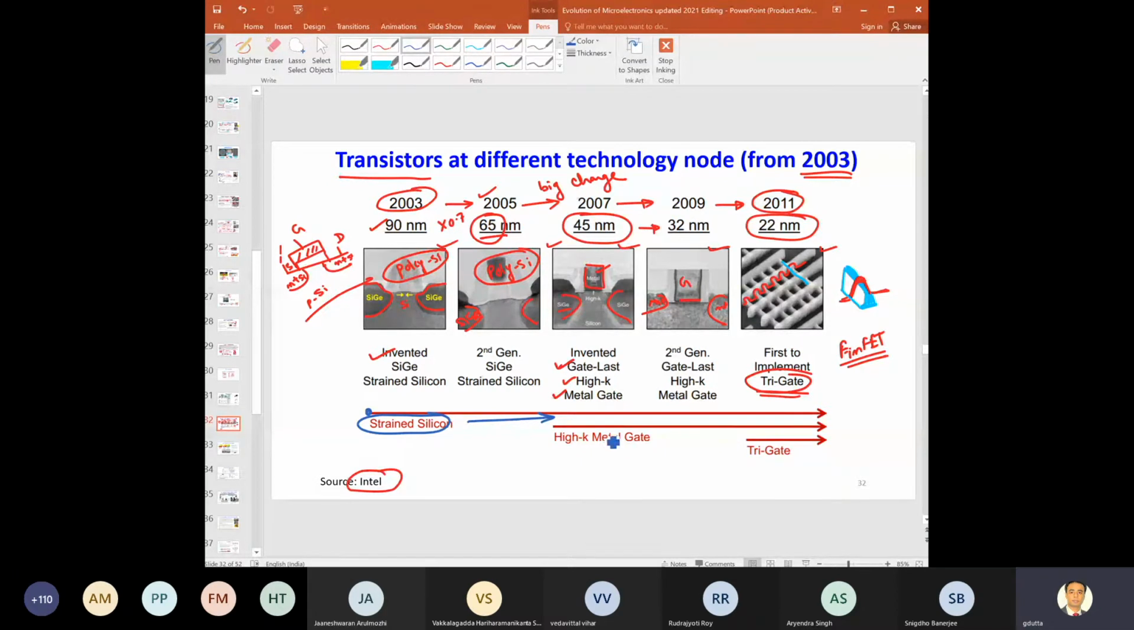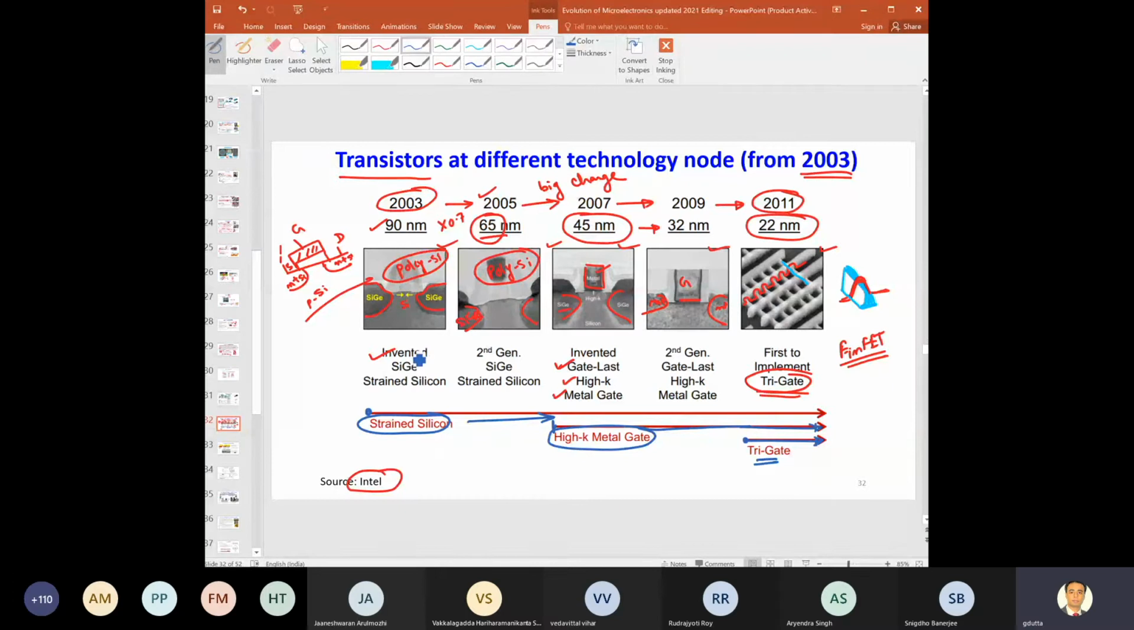Then high-K gate metal was introduced from this technology node, and it is still being used. In 2011, at the 22 nanometer node, tri-gate technology was introduced. I think we are still using this FinFET technology. But what is the next technology? We will also discuss that. Right. Let us now dig into it.